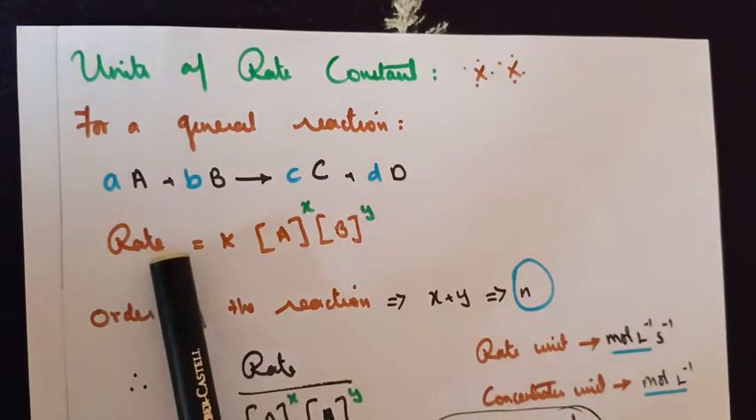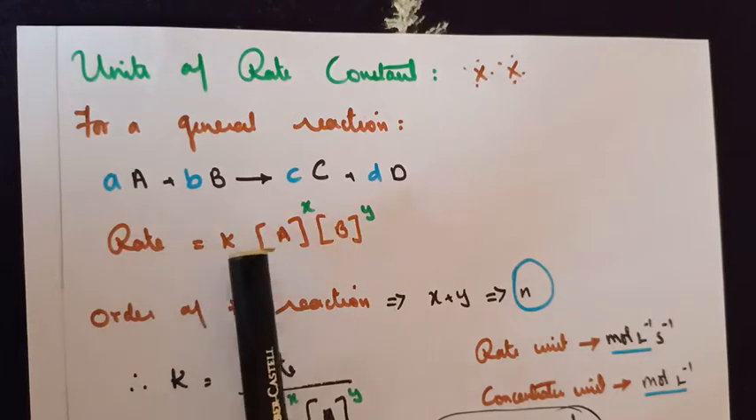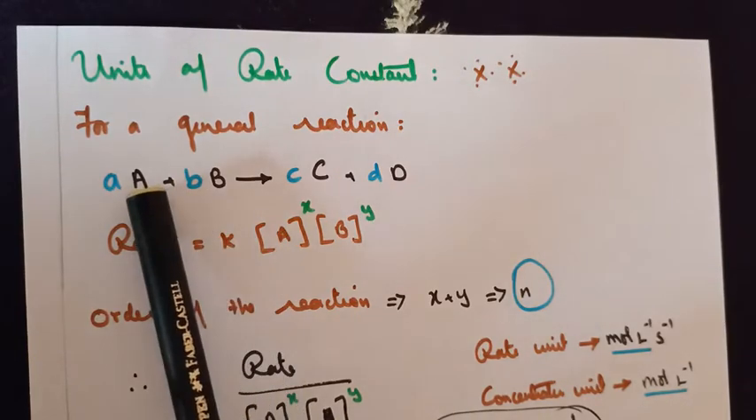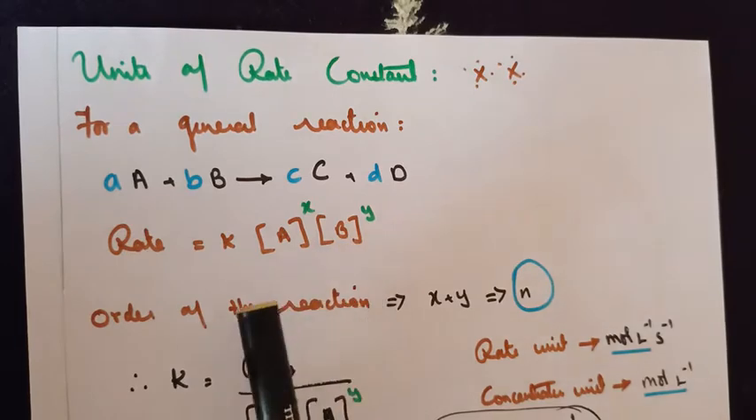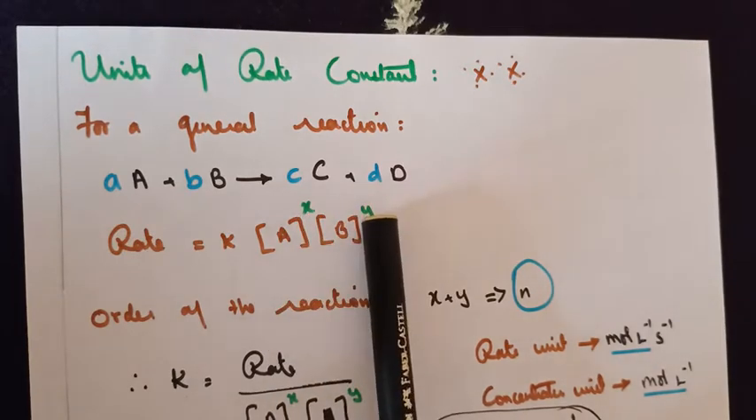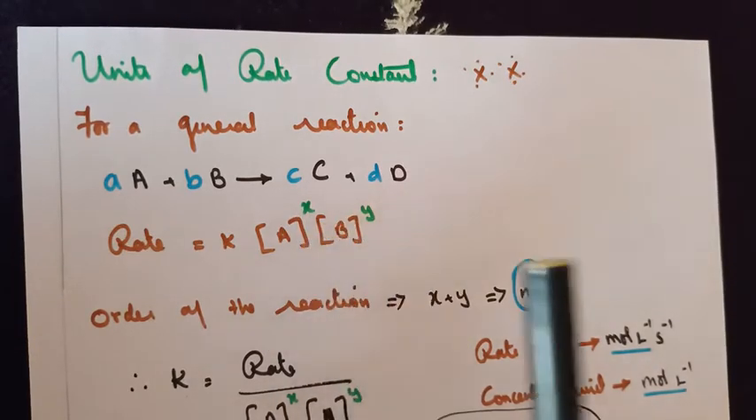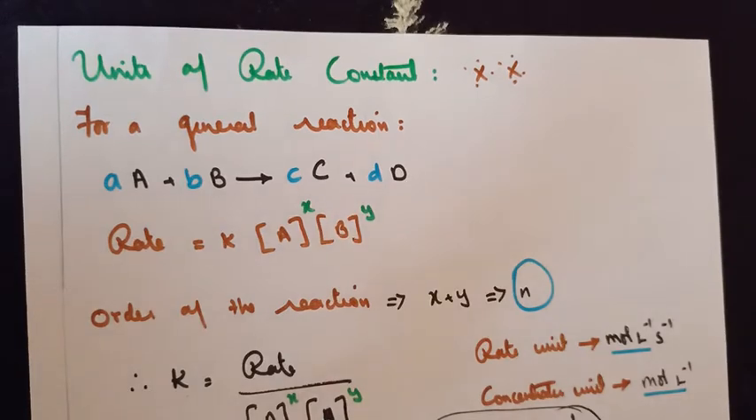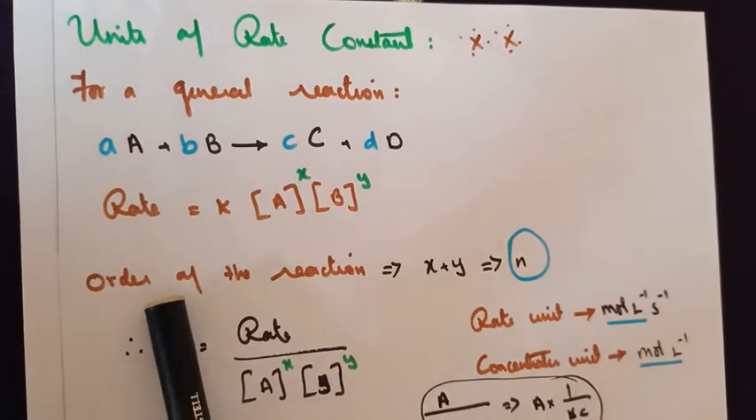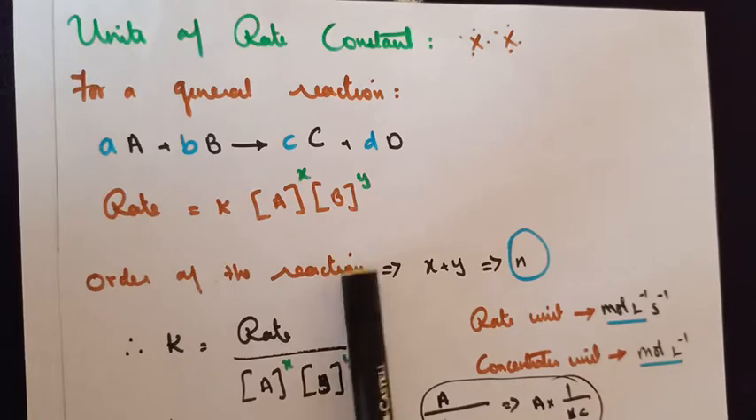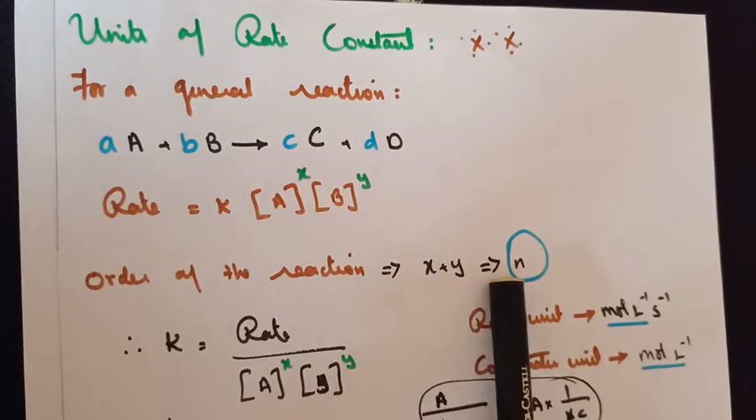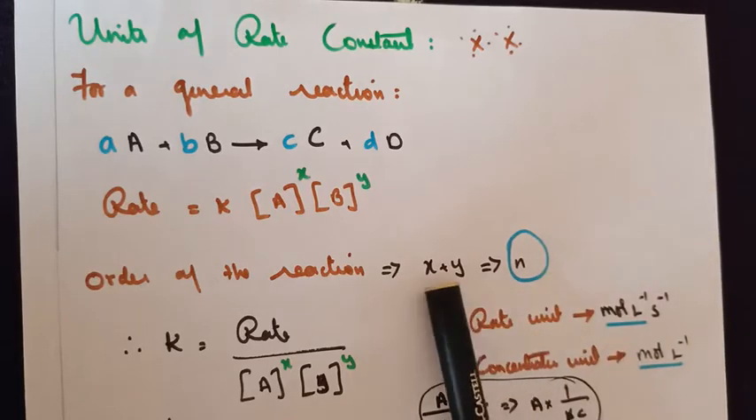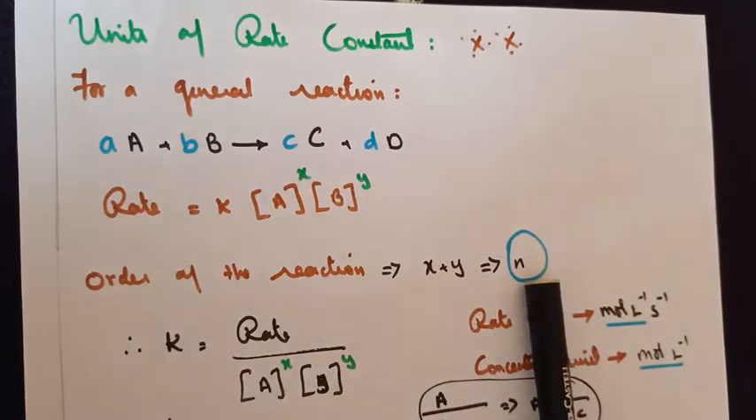How shall we write the rate law? Rate is equal to the rate constant times the concentration of reactant A and the concentration of reactant B. Let x and y be the orders of the individual concentrations. Already you have learnt it in the previous class. Therefore, for the overall order of the reaction, you add the given parts, that is x plus y gives you n. Here x, y and n are just variable representations.